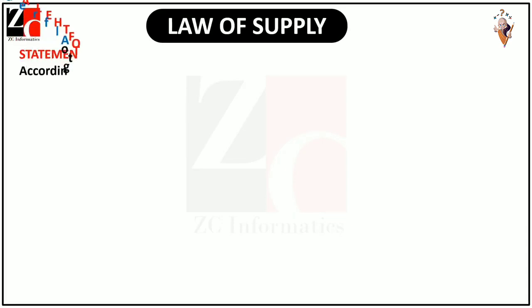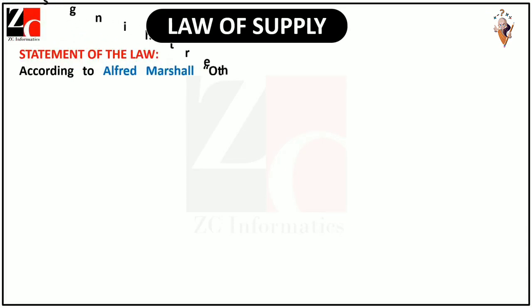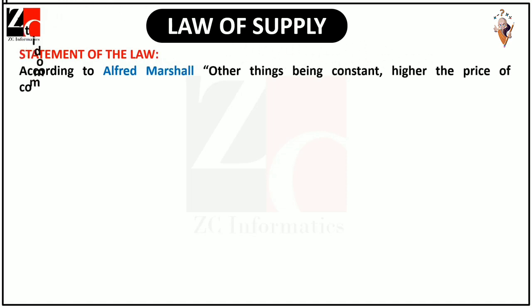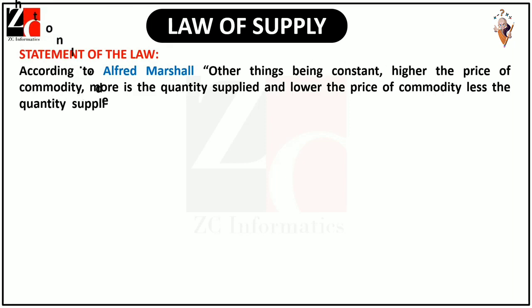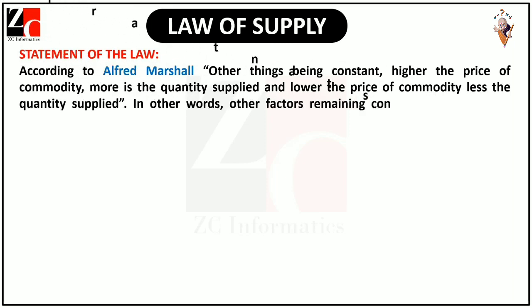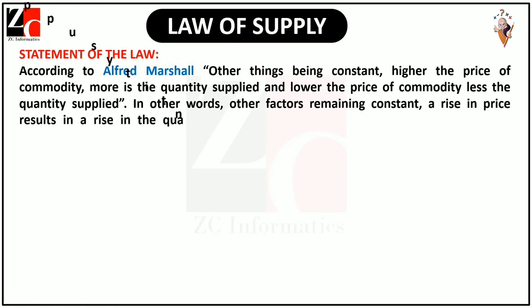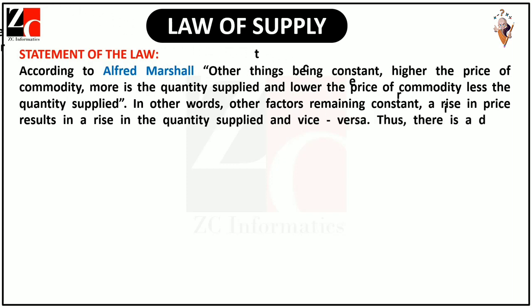Statement of the law. According to Alfred Marshall, other things being constant, higher the price of commodity, more is the quantity supplied, and lower the price of commodity, less is the quantity supplied. In other words, other factors remaining constant, a rise in price results in a rise in the quantity supplied, and vice versa. Thus, there is a direct relationship between price and quantity supplied.